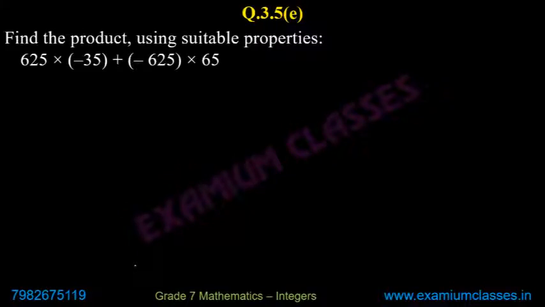Next, tell me which property you will be using here, and also tell me the answer. Answer both in one line. First, write the property name and then the answer. And this question is just a 10 seconds question. Once you have practice, you can do these questions in 10 seconds, even without writing anything.